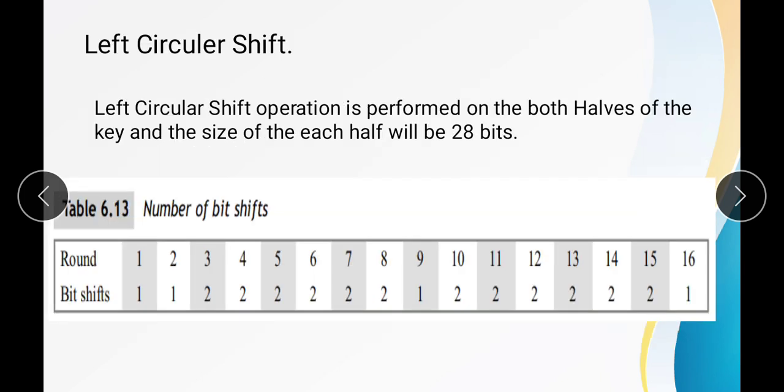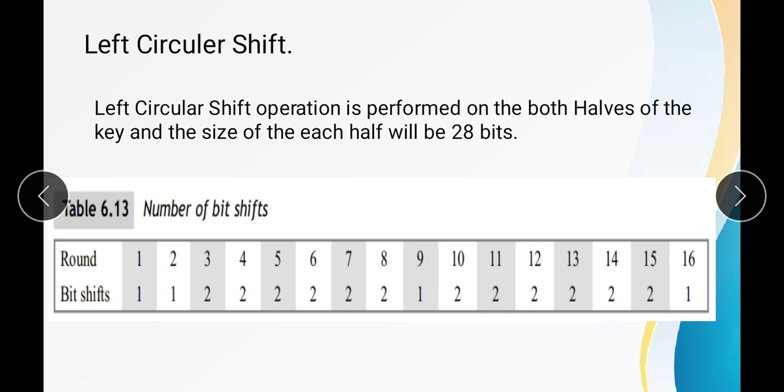Now, left circular shift. What is left circular shift? As we have seen in the diagram of round 1, we have to perform a left circular shift operation on the data. Here we have a total of 16 rounds, and for each round we have to perform the left circular shift.